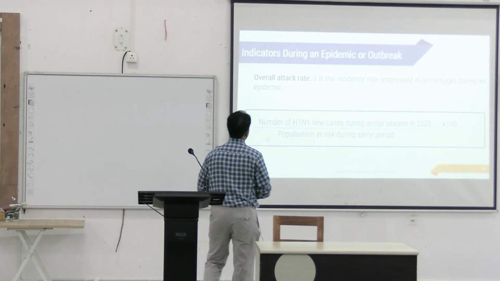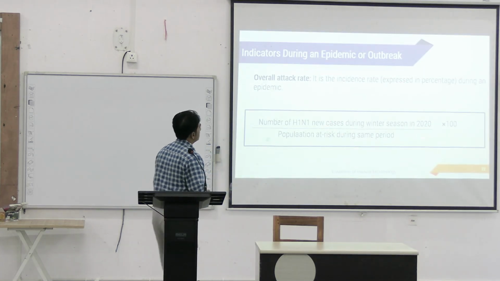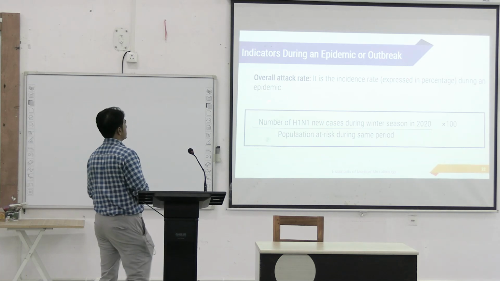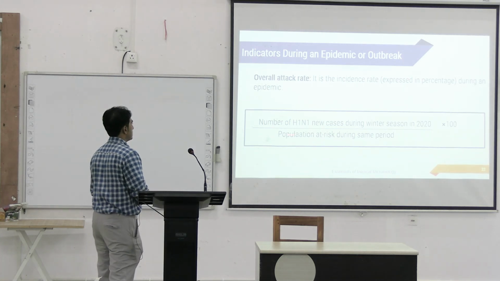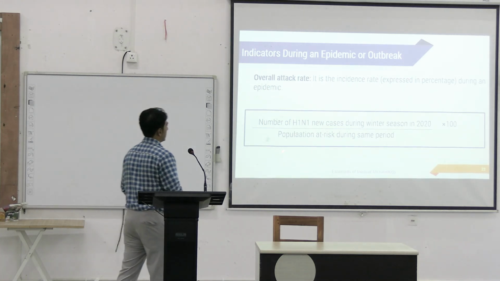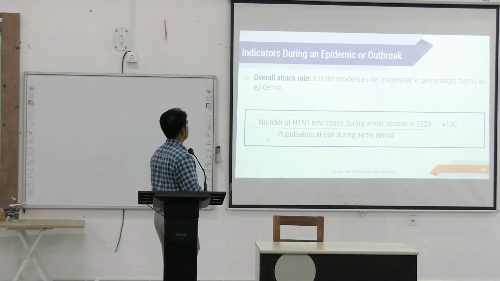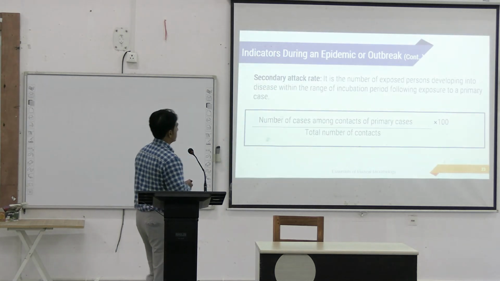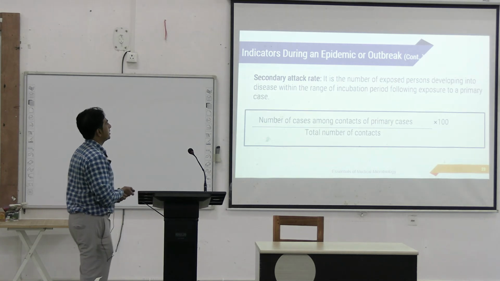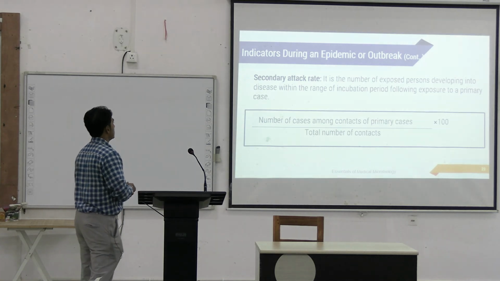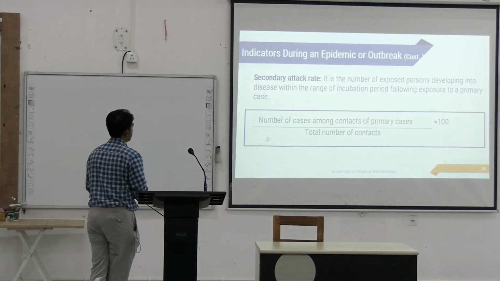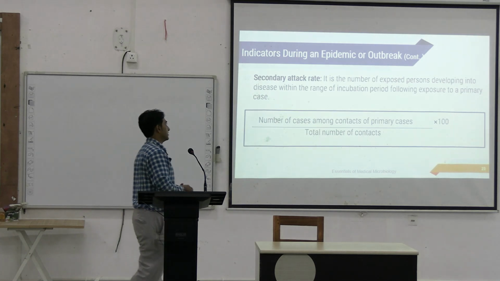Overall attack rate, this is the incidence rate expressed in percentage during an epidemic. Number of new cases divided by population at risk during the same time period multiplied by 100. Secondary attack rate, this is the number of exposed persons developing the disease within the range of incubation period following exposure to a primary case.